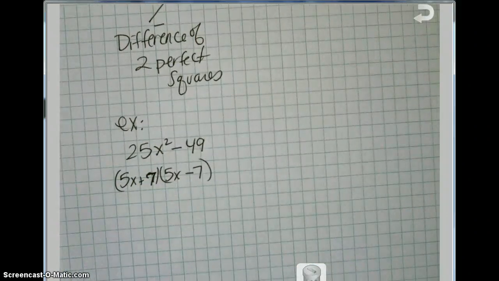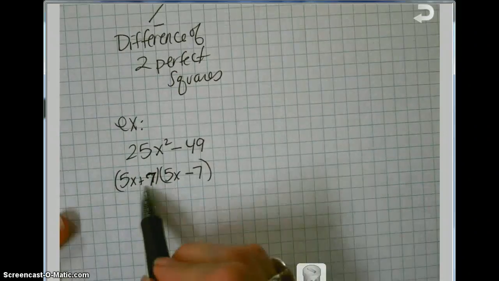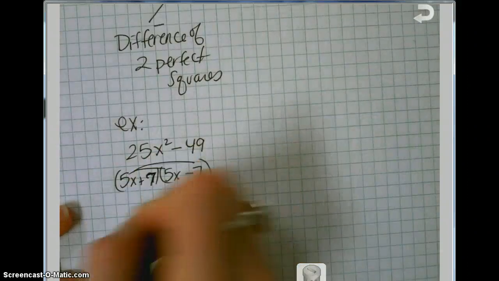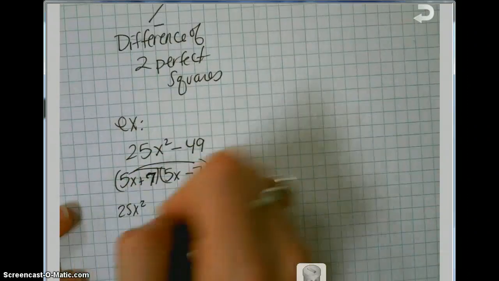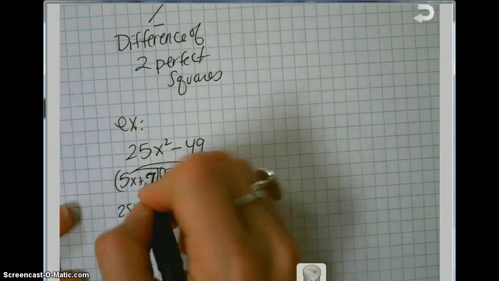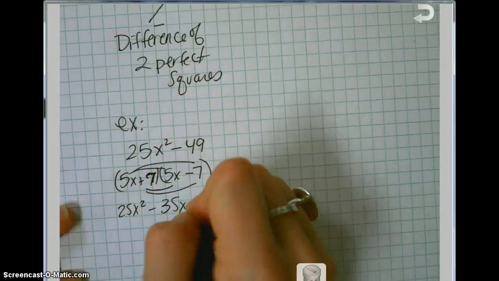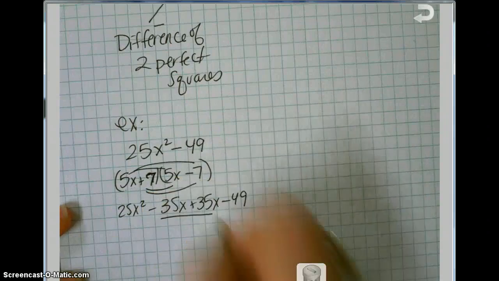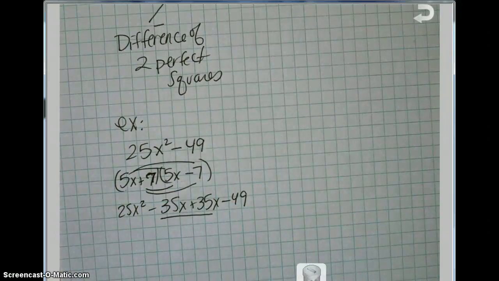And how do you know for sure if you've done it? Just like if you're saying the factors of 12 could be 2 times 6, if you find these two factors and find their product, you would multiply them. FOIL this out. You get 25x squared minus 35x, and the product of these two would be positive 35x and then minus 49. Notice the middle two terms are opposites, and so therefore you do get back to your original problem.